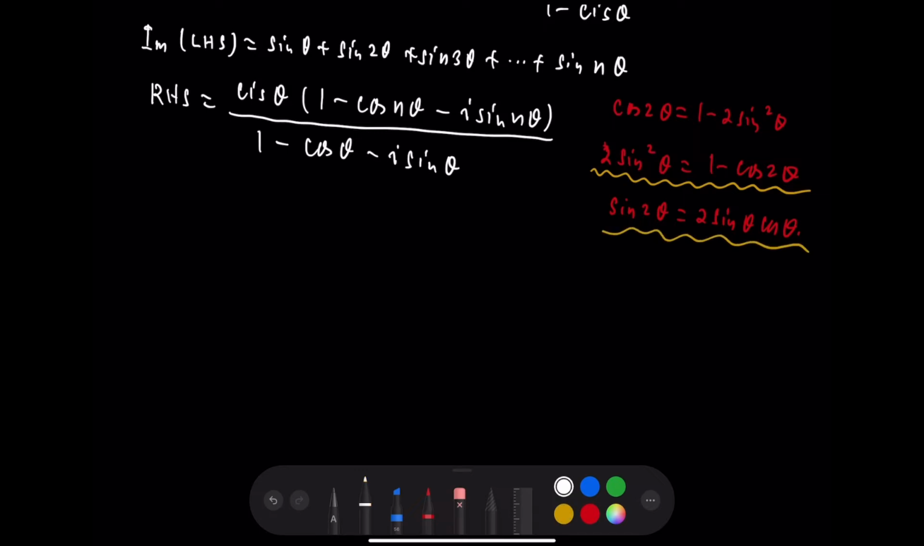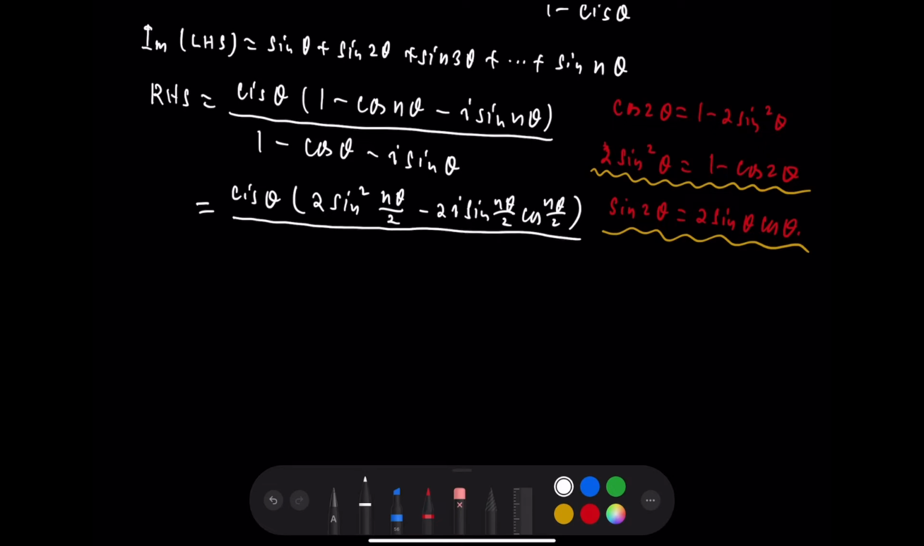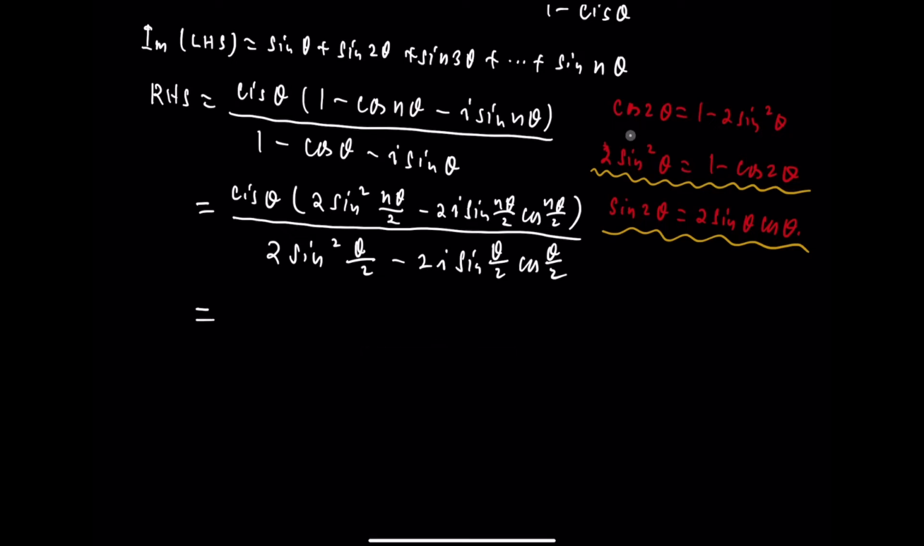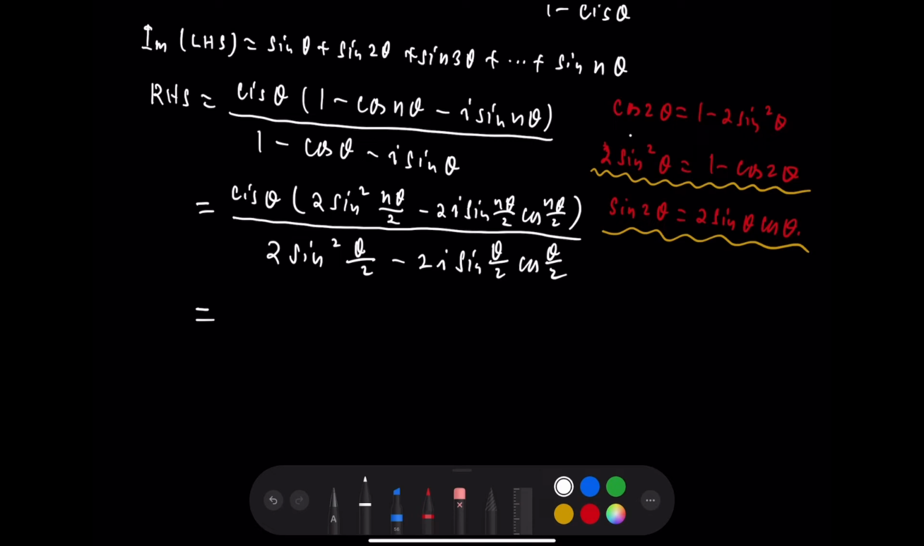Let's continue with the right-hand side. Cis theta stays there, don't need to worry. 1 minus cos n theta will become 2 sine squared n theta on 2, and the imaginary part becomes minus 2i sine n theta on 2 cos n theta on 2. That's my numerator, and my denominator is the same. I change to 2 sine squared theta on 2 minus 2i sine theta on 2 cos theta on 2. Both top and bottom have 2, so I'm going to cut off the 2s everywhere to simplify.